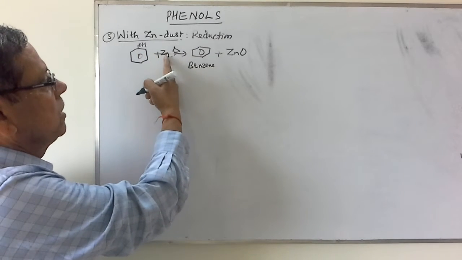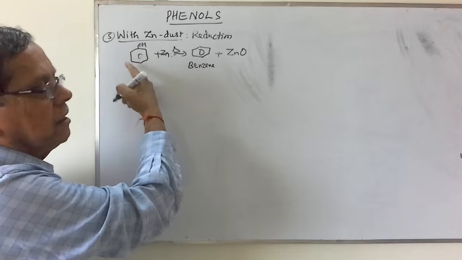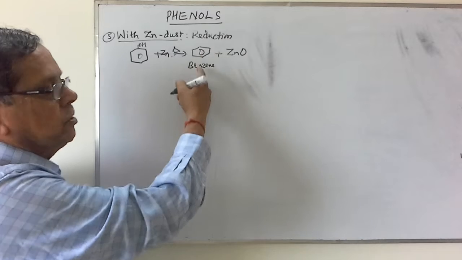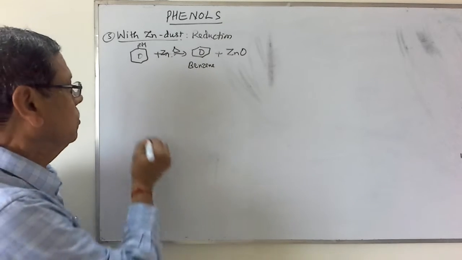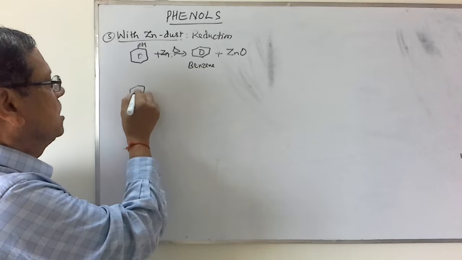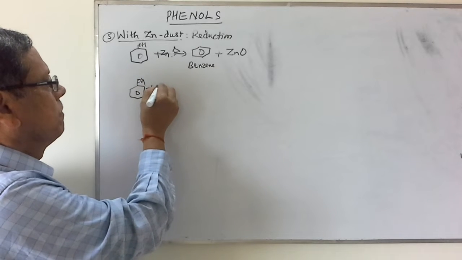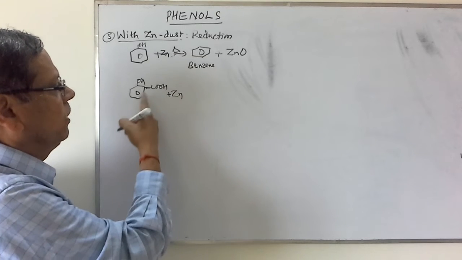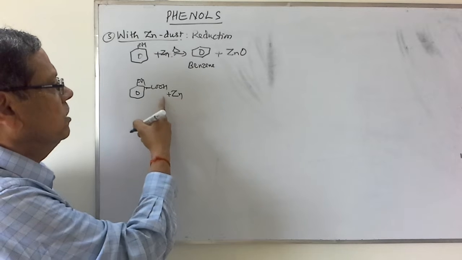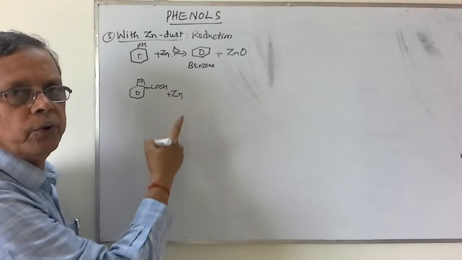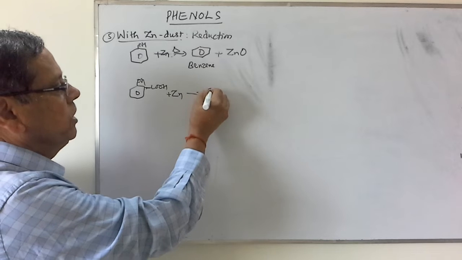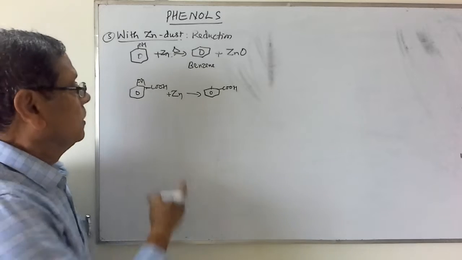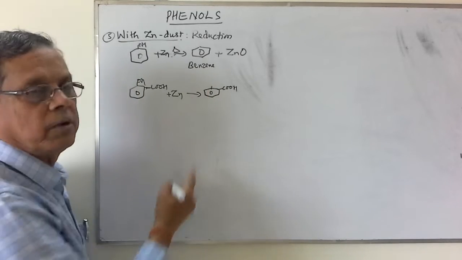Any phenolic compound will undergo a similar reaction. Only the oxygen atom of the phenolic OH group will be removed. So it is giving rise to the corresponding hydrocarbon. One more explanation I will give you. For example, suppose you take salicylic acid, OH and COOH, and it is heated with zinc dust. This is also a phenolic compound. When you heat this with zinc dust, only this OH group oxygen will be removed. So it gives rise to benzoic acid, C6H5COOH. This oxygen atom will be removed and in place of that hydrogen will be substituted.